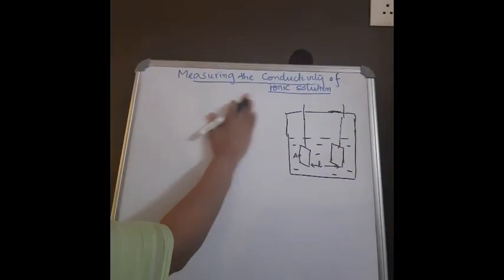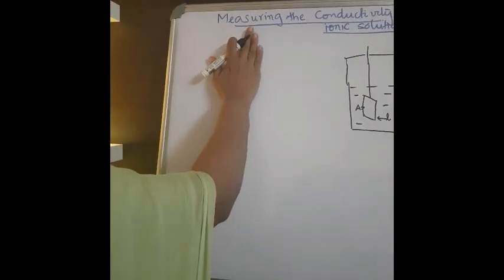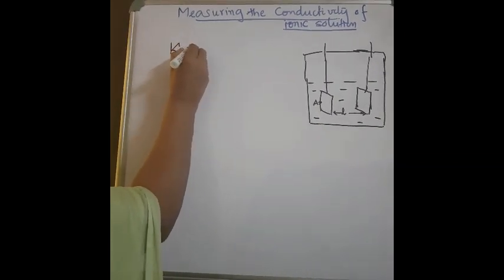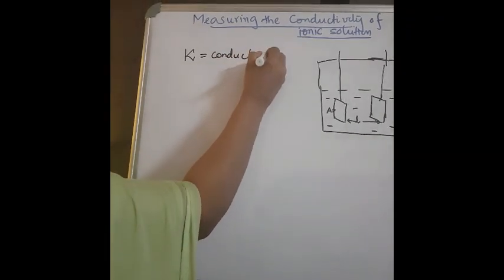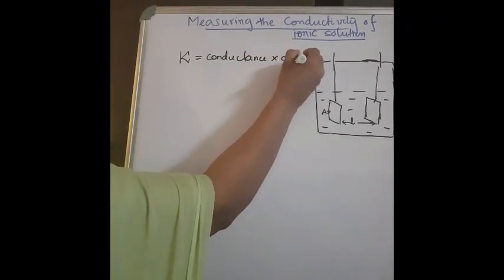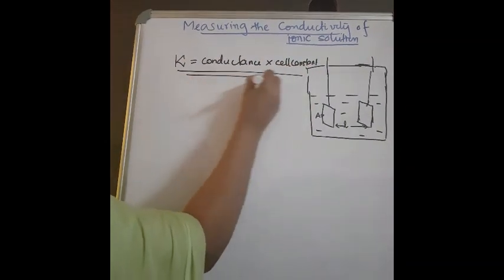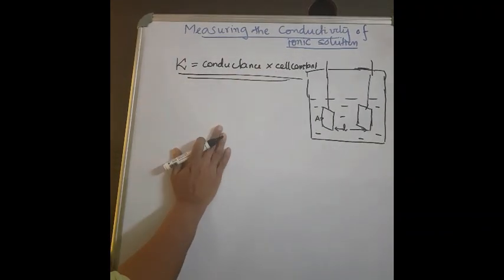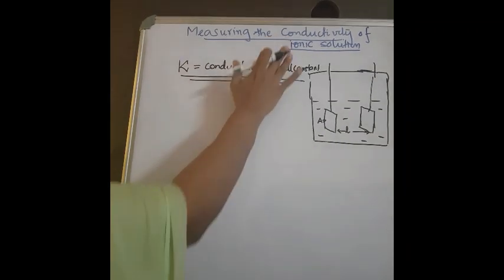Okay, so let's start. Now, as I already told you, if we want to measure the conductivity of an ionic solution, conductivity kappa is equal to conductance into cell constant. You have already studied this. It's a very important expression: conductivity kappa is equal to conductance into cell constant. Now today what we are going to do is how to measure the conductivity.